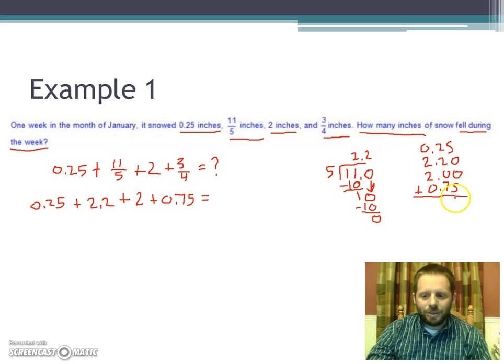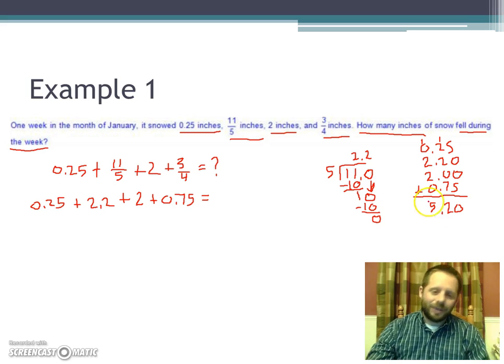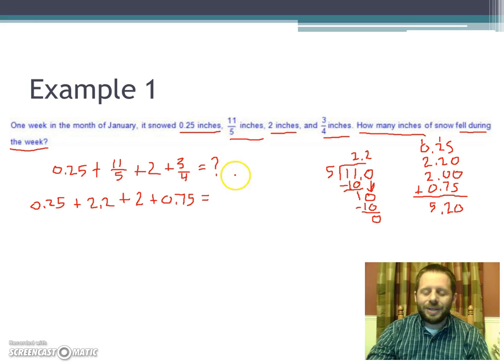So 5 plus 0 plus 0 plus 5 is, of course, 10. So we have to carry our 1. 1 plus 2 is 3, and then plus 7 more makes 10. Alright, and then we carry our 1 here. And 1 and 2 makes 3, so we end up with $5.20. Well, sorry, I got a little carried away thinking this was money. This is actually inches of snow. So we have 5.2 inches of snow.